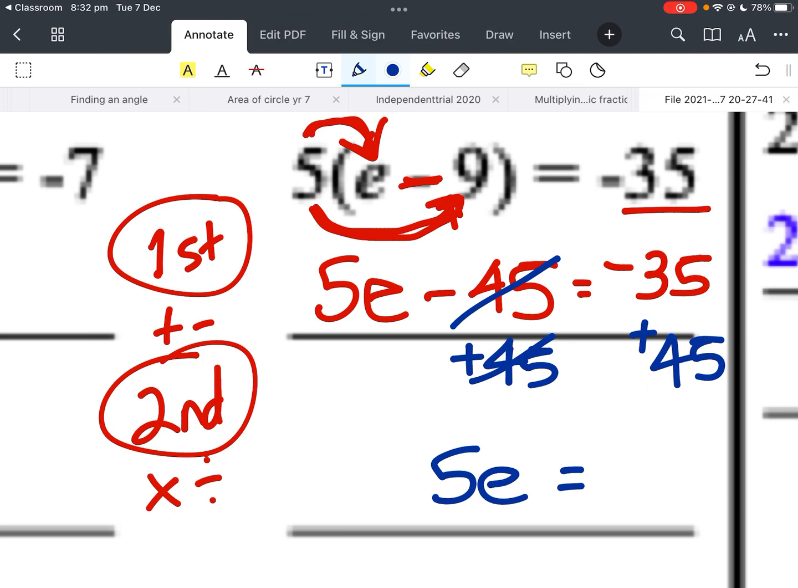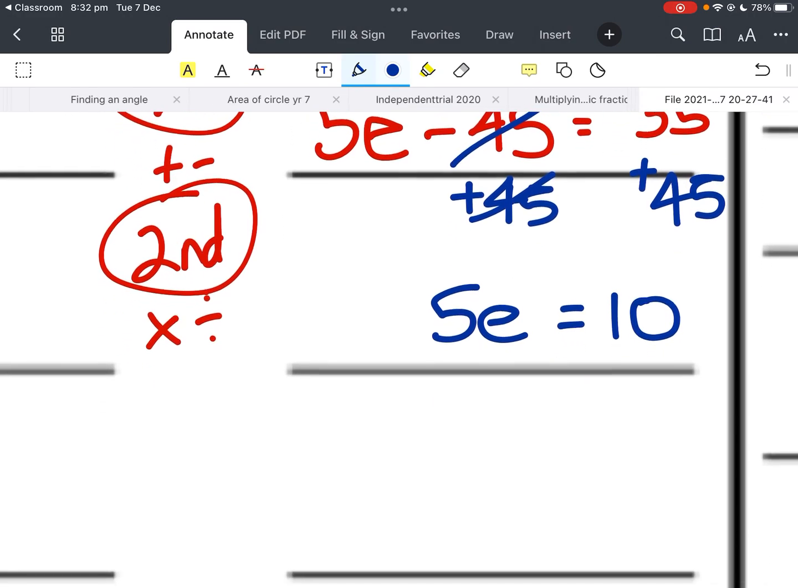Now I've got negative 35 plus 45. Now either do this on your calculator, or you start at negative 35 on the number line and you jump back towards the positives, 45. Okay? Or if you did 45 take away 35, you would get 10. Okay? Any of those ways will do.